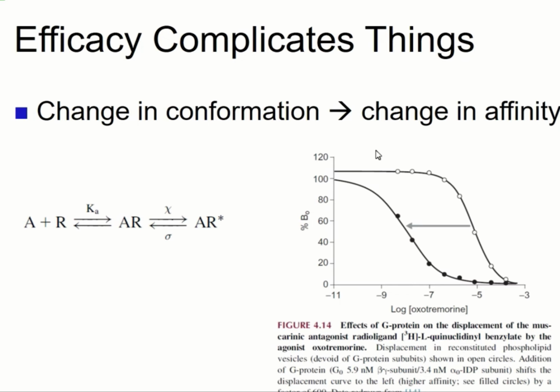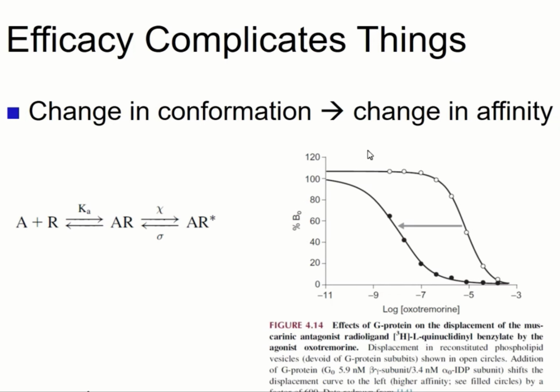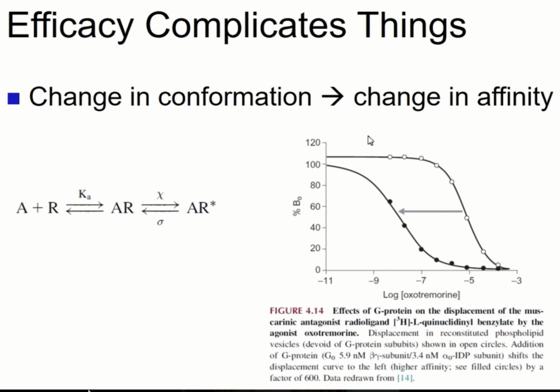Another thing that makes things complicated is efficacy. And in this case, we're going to define efficacy as the change in conformation of a receptor from inactive to active. Remember that can happen in the absence of ligand. And so imagine a situation where we have a receptor that can be activated by the binding of a ligand or by the binding of a G protein. Or maybe it can become spontaneously active. If the conformation of our receptor changes before the ligand binds, most likely that is going to change the affinity of the ligand for our receptor, which means that the ligand is going to bind to our receptor differently whether the receptor is inactive or active.